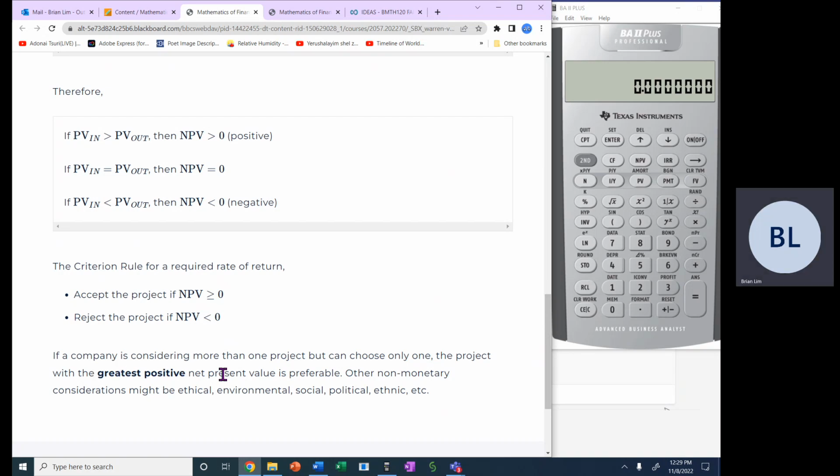Of course, if a company is considering more than one project, but can choose only one, the project with the greater positive, meaning more money coming in, net present value is preferable. Other non-monetary considerations might be ethical, environmental, social, political, ethnic, etc. All right, so with that, we can start the quiz.